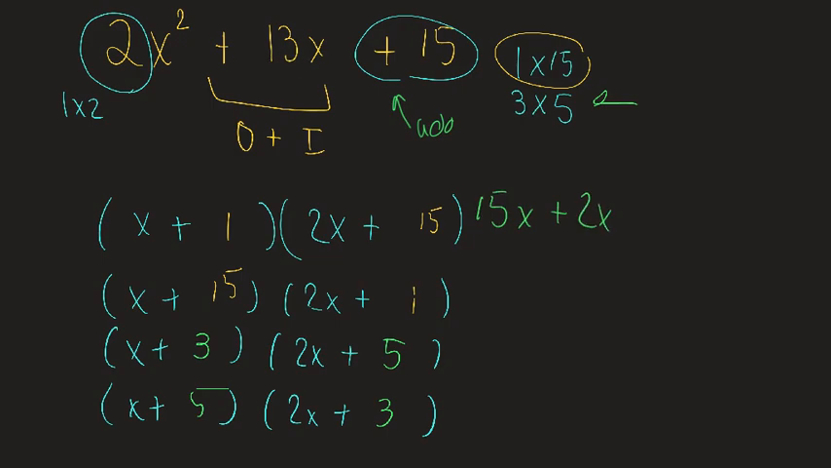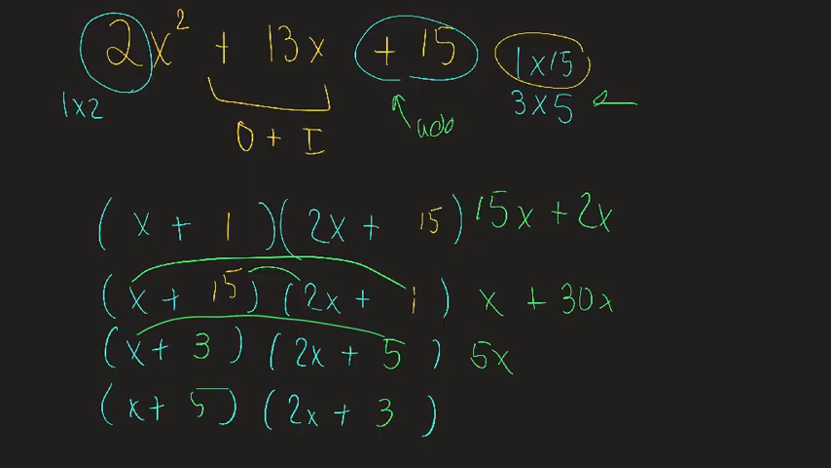No. Okay, let's try this. O is 1x. I is 30x. That's not going to add to my target. Okay, let's try this one. O, that's not what I want. O is 5x. I is 6x. That's closer, but it still doesn't make 13, it makes 11. Okay, last one's probably going to be it. O is 3x. I is 10x.